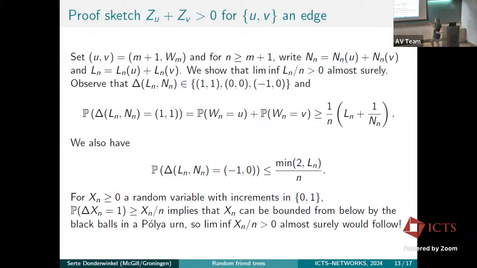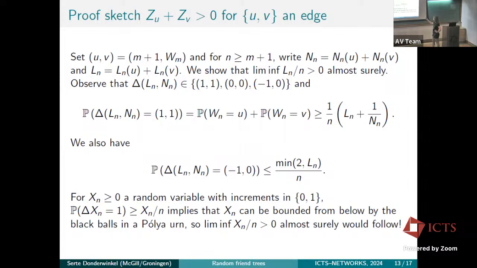The idea is, when L_n is large, the probability of decreasing is much, much smaller than the probability of increasing. So you can probably still couple it to some other Pólya urn and bound it from below, and you're going to be fine. However, when L_n is still small, for example of constant order, then you have a walk that goes up with probability constant over n and goes down with probability constant over n. So you might actually hit 0. You might hit 0 a bunch of times.